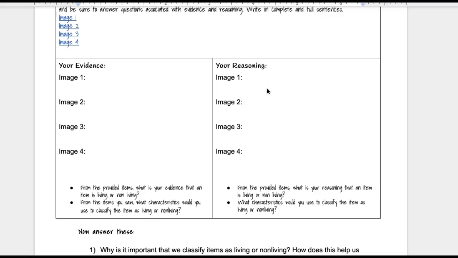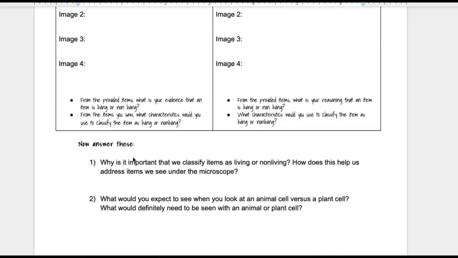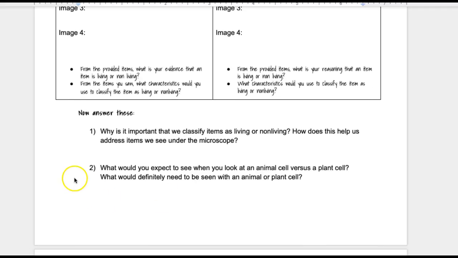After you have looked at all 4 images, you're going to answer these 2 questions. Number 1, why is it important that we classify items as living or non-living, and how does this help address items we see under the microscope? And number 2, what would you expect to see when you look at an animal cell versus a plant cell? What would definitely need to be seen with an animal or a plant cell?